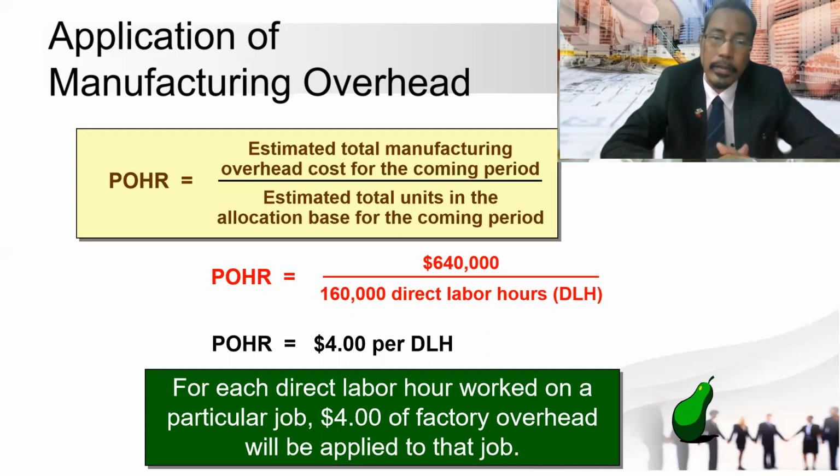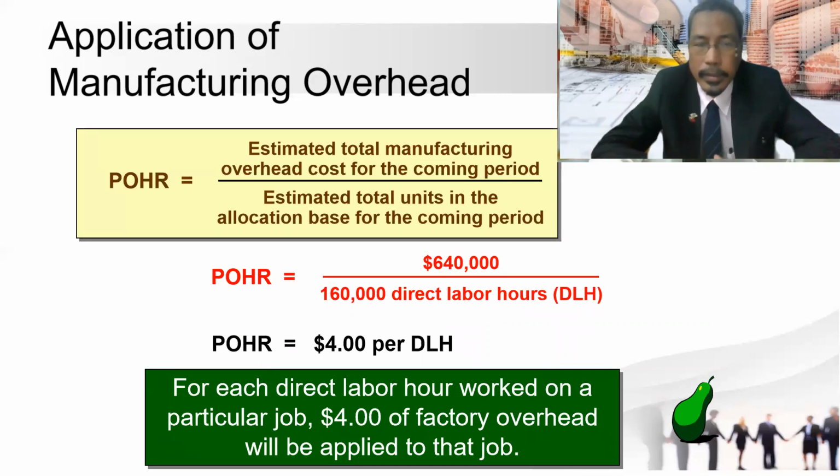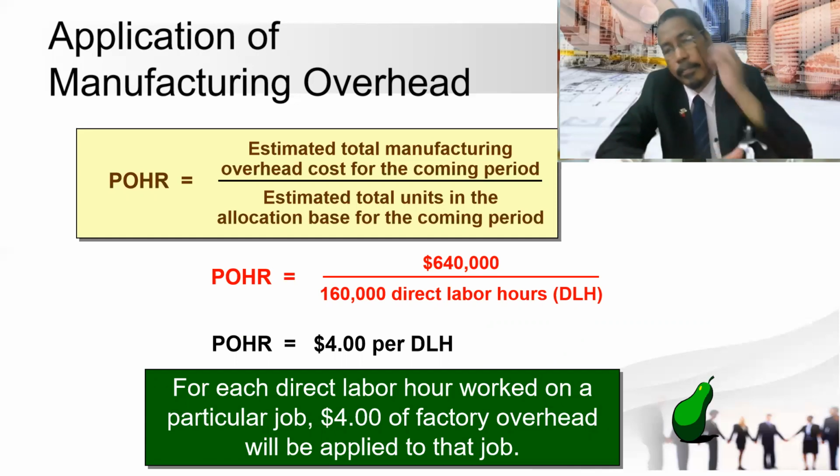So, for example, POHR is equal to 640 divided by 160 direct labor hours. If you divide, you have $4 per direct labor hour. For each direct labor hour worked on a particular job, $4 of factory overhead will be applied to that job per hour.